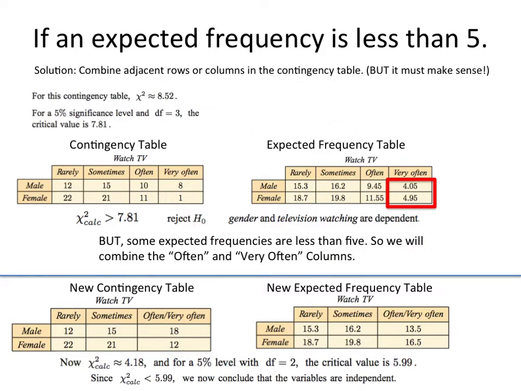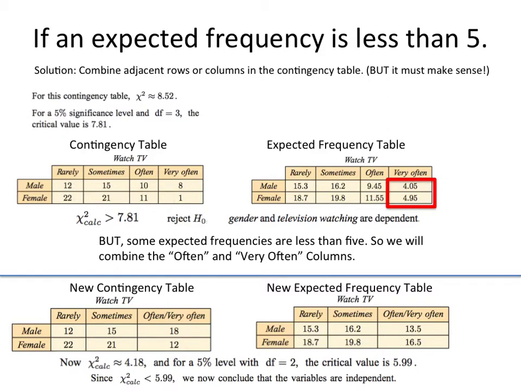Okay, so you can see that the conclusion has changed. Up here, the conclusion was that they were dependent, but here they're independent. So this again is when an expected frequency is less than 5. We need to correct it. We need to make a change to our contingency table by combining the values in our rows. Notice that we added these two to get here.